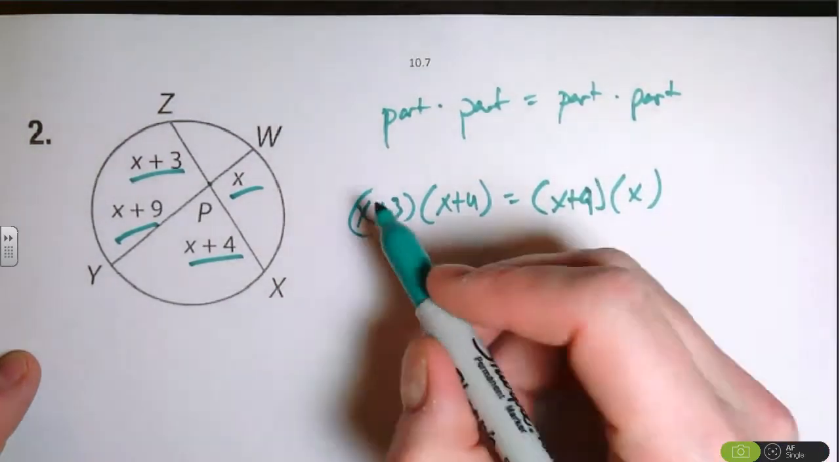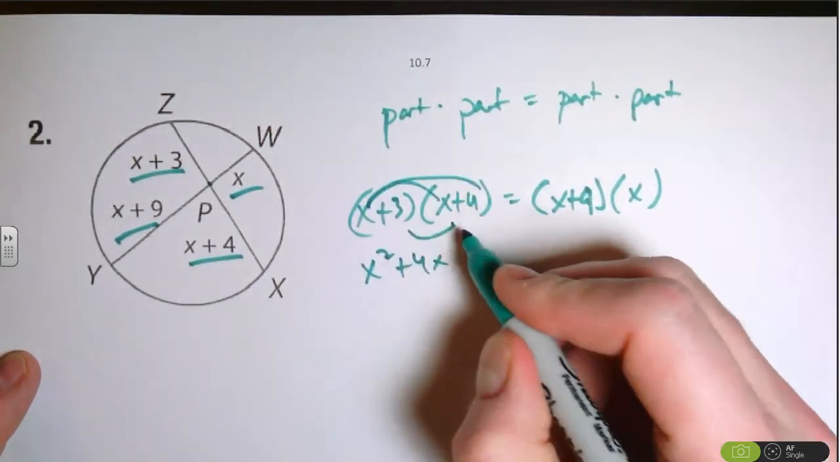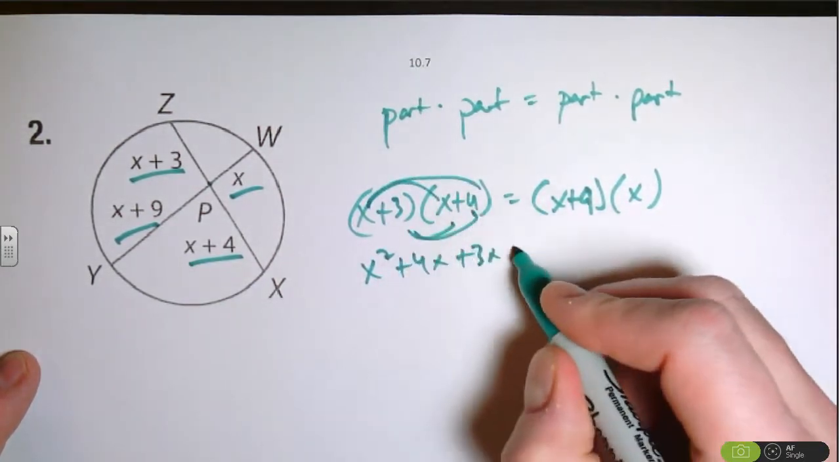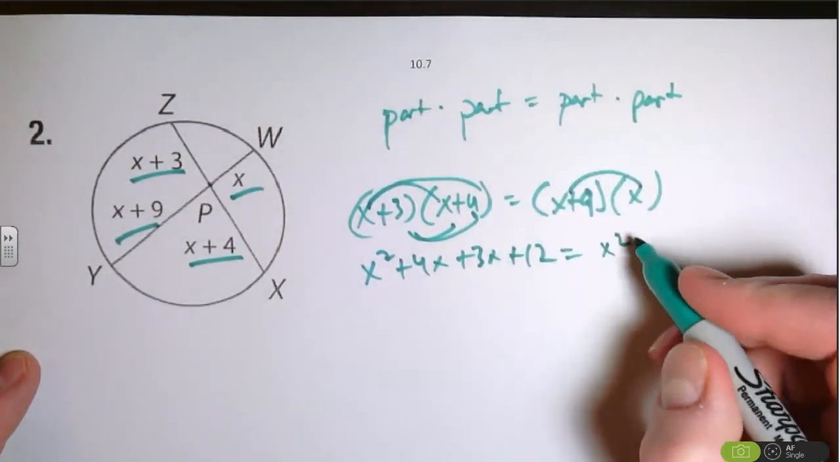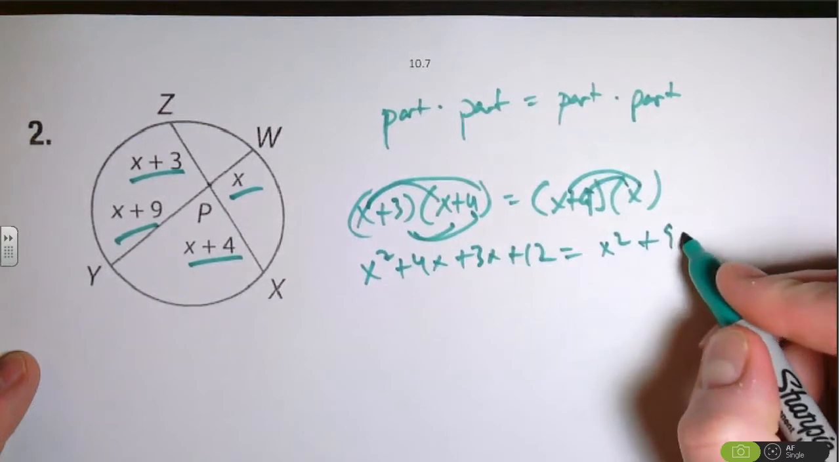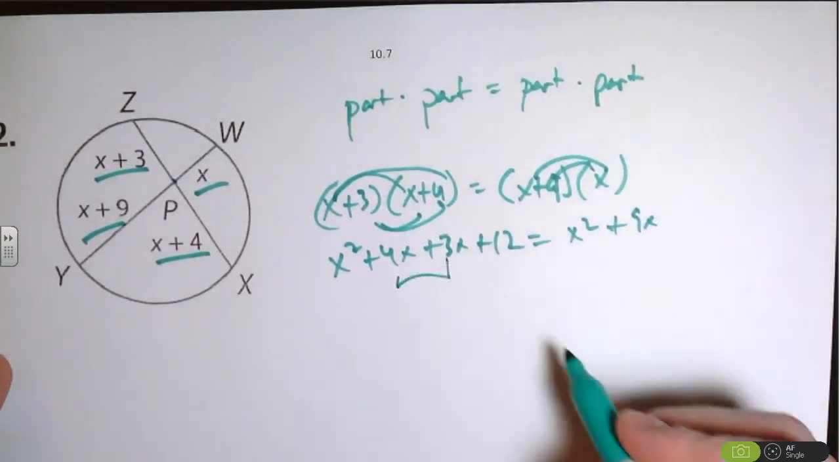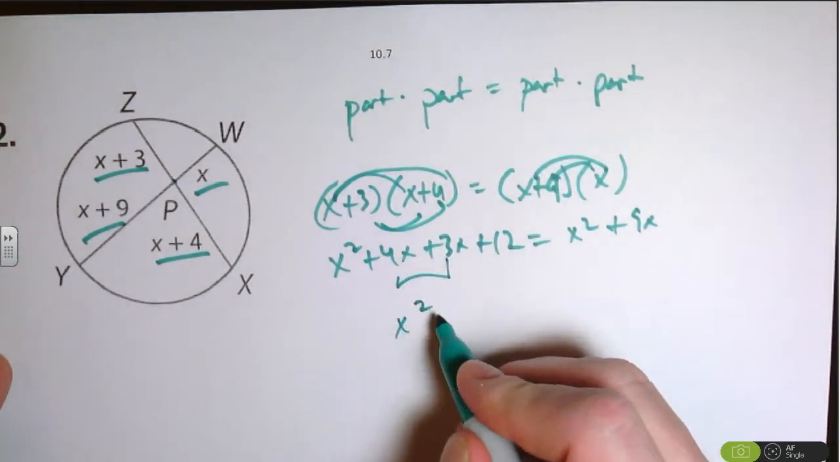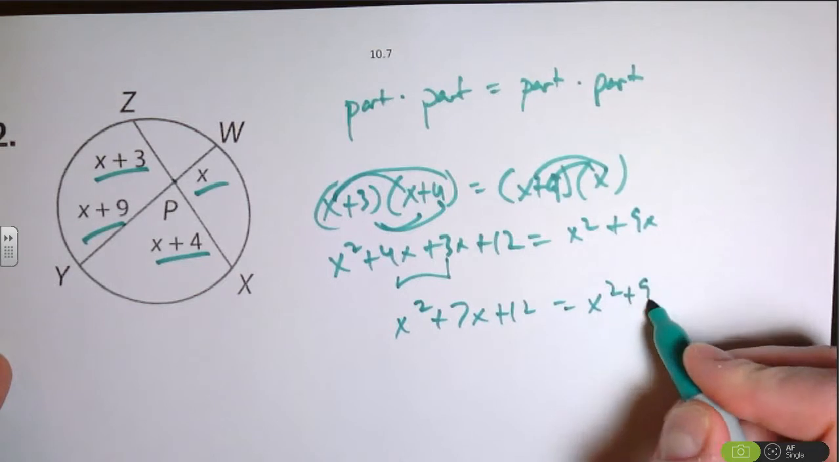Okay. So distribute. X times x is x squared. X times 4 is 4x. 3 times x is 3x. 3 times 4 is 12. And then x times x is x squared. 9 times x is 9x. Then we get 4x plus 3x, that's x squared plus 7x plus 12 equals x squared plus 9x.